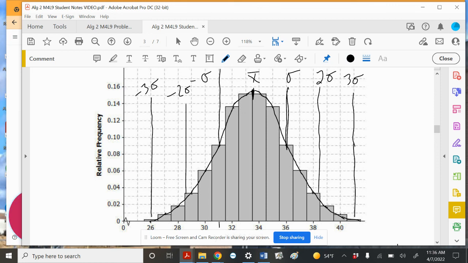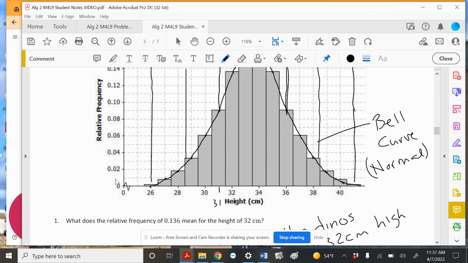And this is what is known as a bell curve. If it looks like a good bell curve, meaning it's even on both sides, then it is what is known as a normal distribution. So this one is definitely a normal distribution. And then we'll go through the second example next.